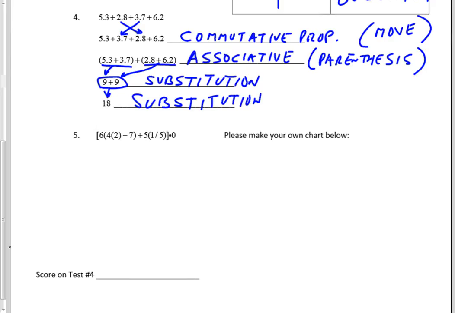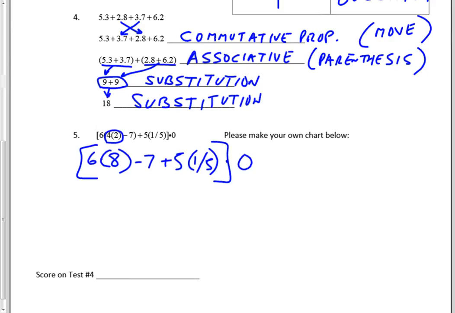What's the first thing you would do in number 5? Make the same chart. What's the first operation you would do? 4 plus 4 times 2. 4 times 2, right here. What's 4 times 2? 8. Just write out the rest of it. I don't want you to do any more work. What did we do? What would you call it? Substitution. We took 4 and 2 and made it an 8. That's just substitution.